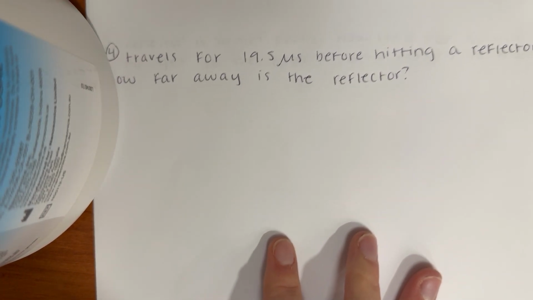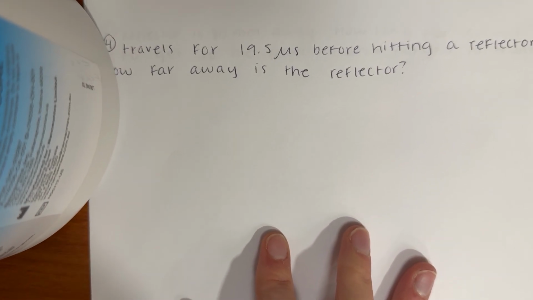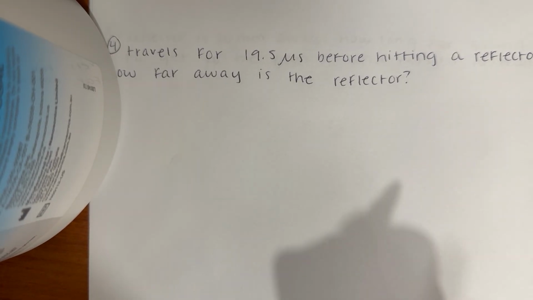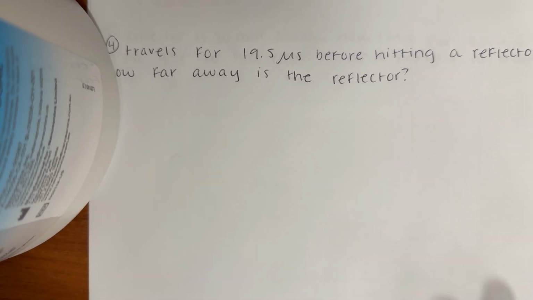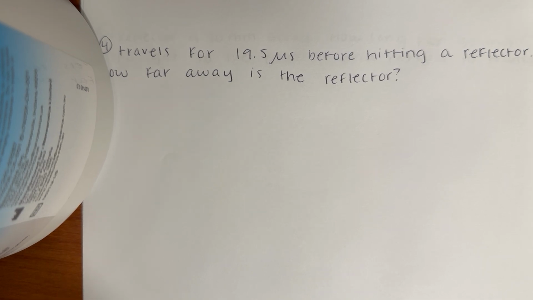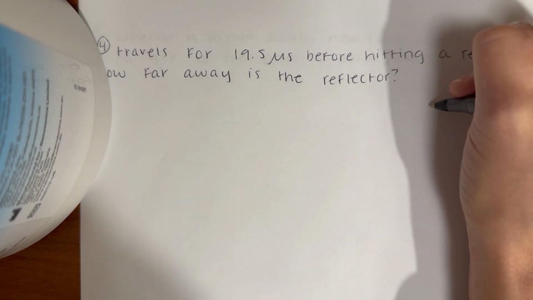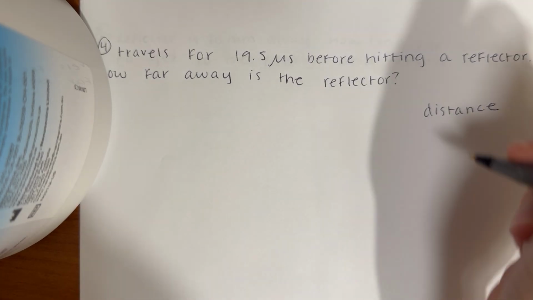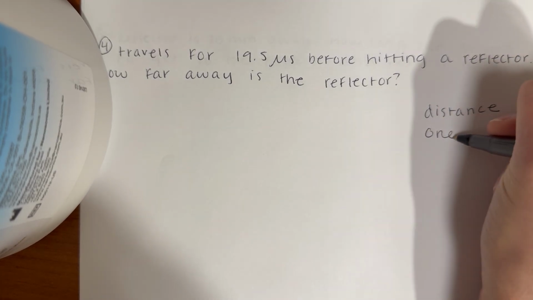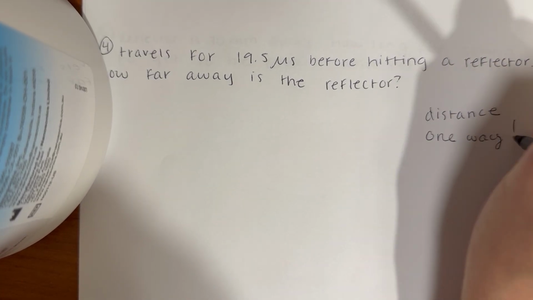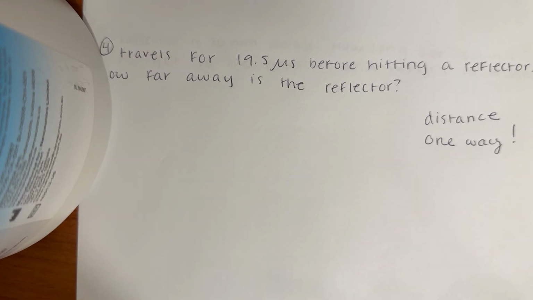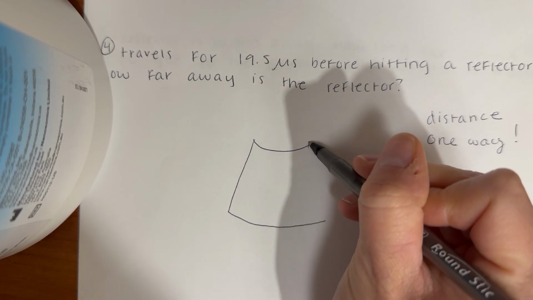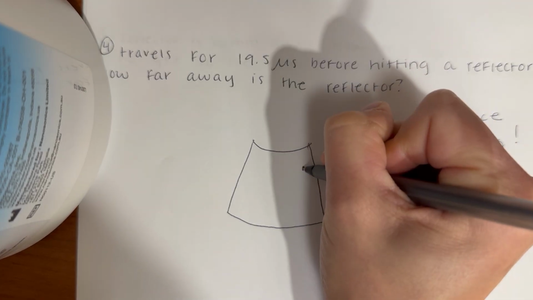Next question's asking us the same thing with different numbers again. This one feels trickier because it has the 19.5, but it's really the same thing. So it travels for 19.5 microseconds before hitting a reflector. How far away is the reflector? Answer in distance. And it's giving us a one-way time of 19.5 microseconds. So our 13 microsecond rule changes a little bit here, right? Because we're not going round trip anymore.